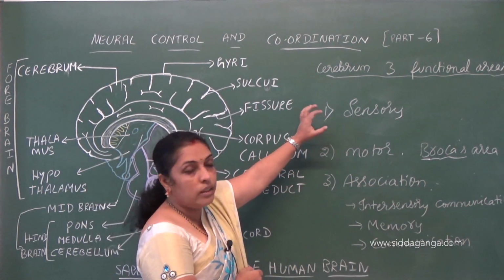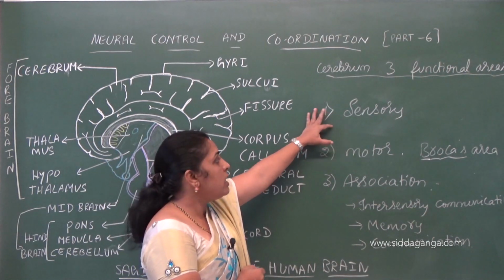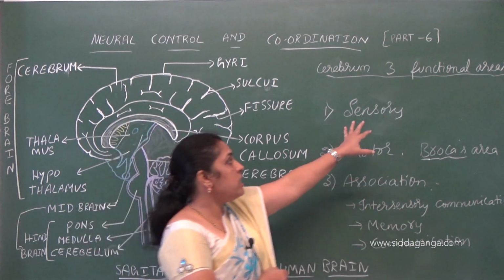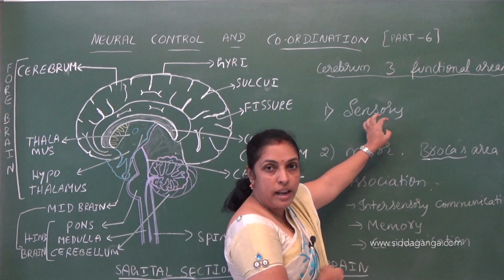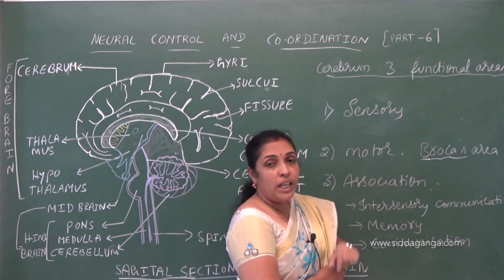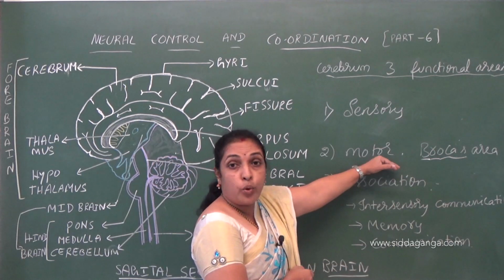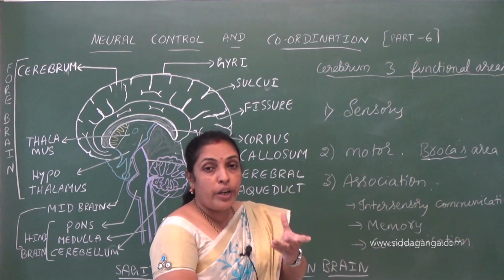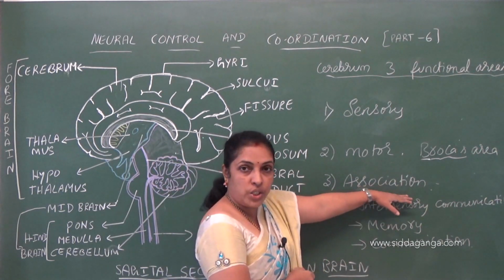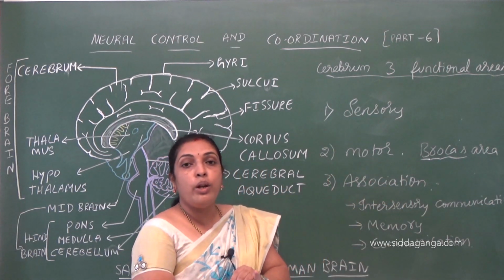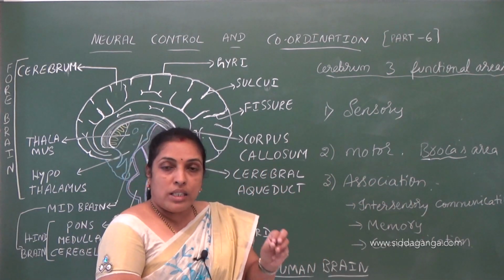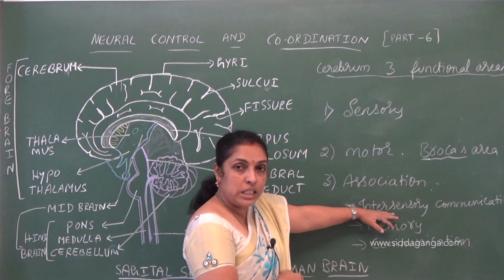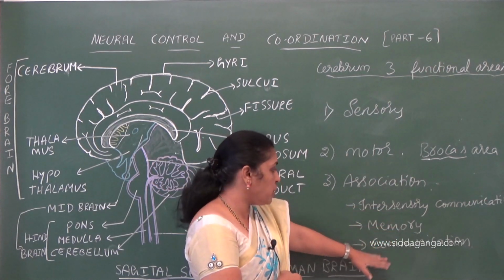So in the cerebrum we see three functional areas: sensory areas, motor areas and association areas. In sensory areas, the sensory impulses are analyzed, like touch, smell, heat, etc. In motor areas, motor impulses are generated, for example Broca's area, which regulates movement of the tongue and speech. In association areas, the neurons are not able to differentiate into either sensory or motor. They are mixed here. They control functions like intersensory communication, memory and communication.